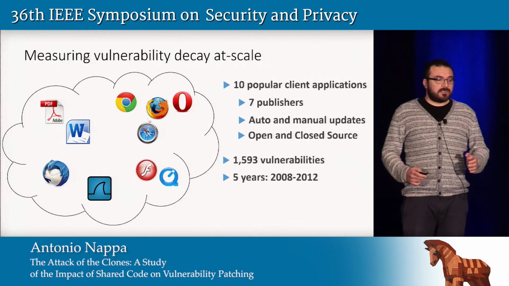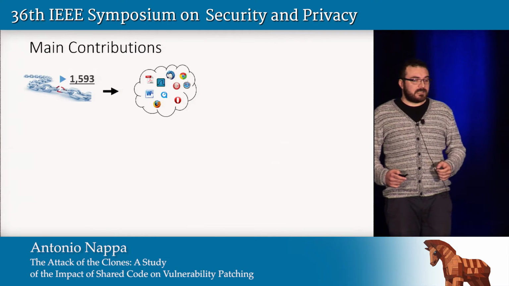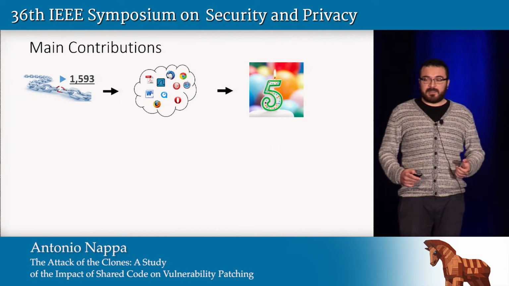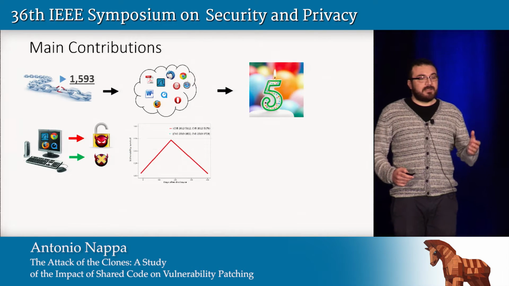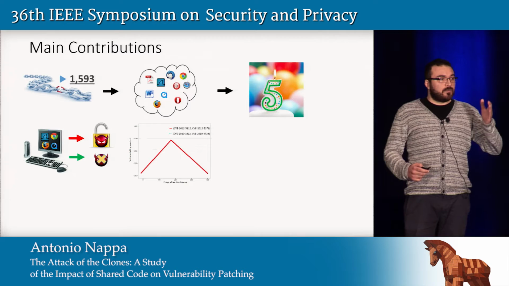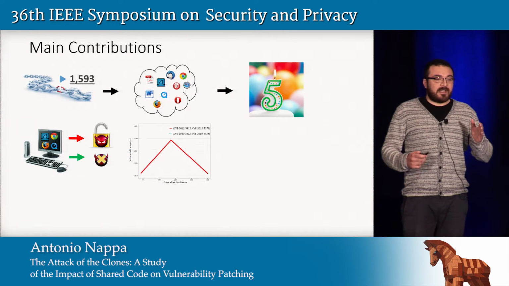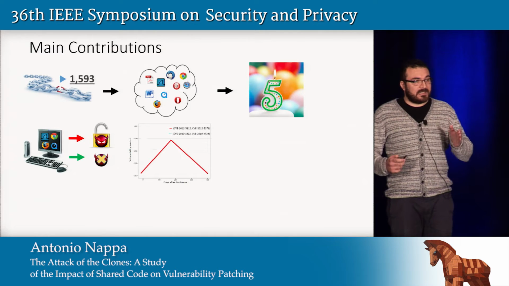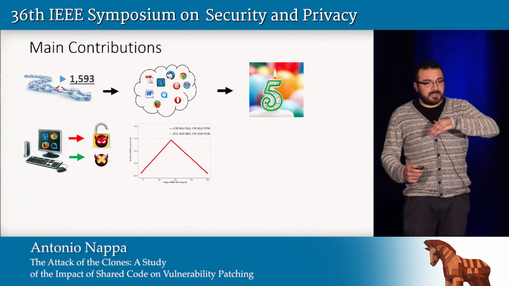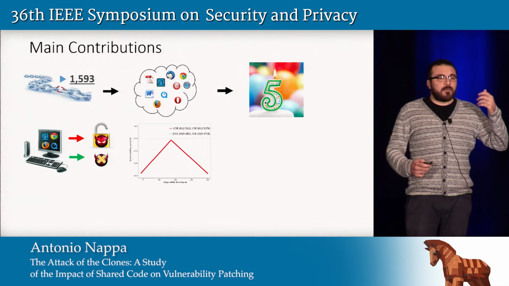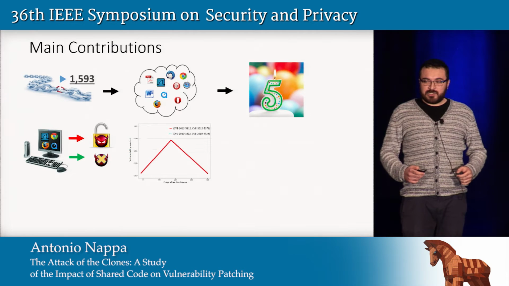So what are the main contributions of this work? We analyzed this number of vulnerabilities for 10 applications over a period of 5 years. Then we developed a methodology to map the files on the end host to vulnerable and patched versions. And basically, we do a survival analysis, which is a statistical technique that tells us how the vulnerability is decaying over time, basically how the vulnerable population is decreasing over time while the applications are getting patched.